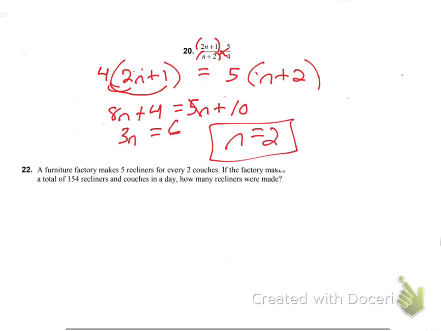All right, 22. Furniture Factory makes 5 recliners for every 2 couches. What if the factory makes a total of 154 recliners and couches in a day? How many recliners were made? Okay, so let me see if I set this up wrong right away.